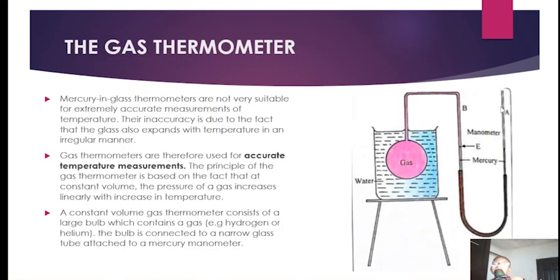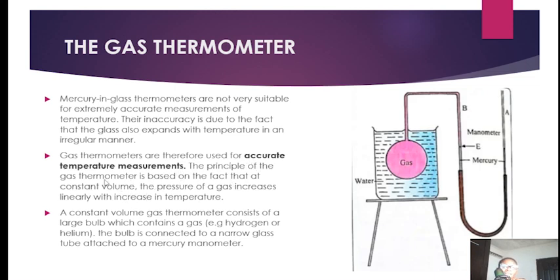So we have the gas thermometer. This is the gas thermometer here. Mercury in glass thermometers are not very suitable for extremely accurate measurements of temperature. Their inaccuracy is due to the fact that the glass also expands with temperature in an irregular manner. Gas thermometers are therefore used for accurate temperature measurements.